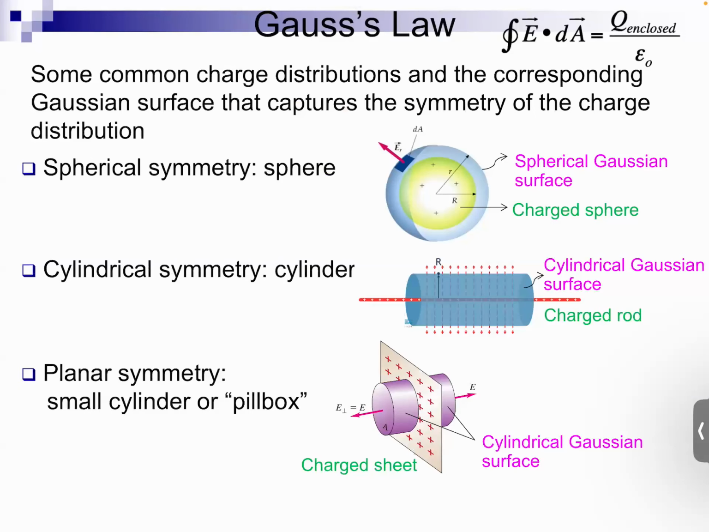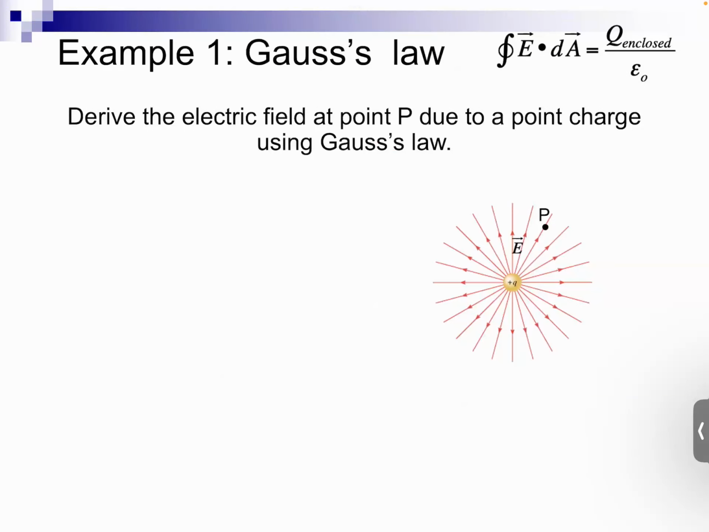Right, so let's look at an example to really see how to calculate that integral, how to simplify this integral and use Gauss's law to find the electric field. So we have here a point charge plus Q, and we've learned this charge will create an electric field around itself. The electric field is pointing away from the positive charge Q, and we want to find the electric field at a random point P.